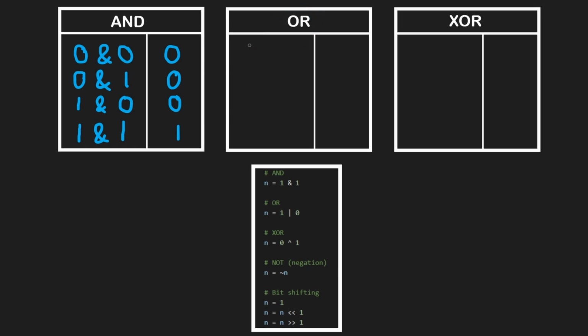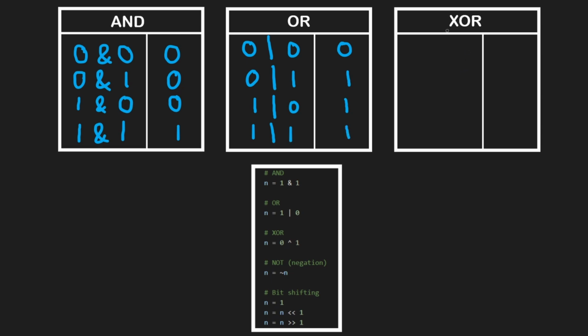OR is sort of the opposite. Only a single one has to be 1, and then the result will be 1. But if neither are 1, then the result will be 0. So this is the character for logic OR. And so continuing, 0 or 1 will be 1, because only one of these has to be 1. And then if the first one is 1 and the second one is 0, the result will again be 1, because only one needs to be 1. And if both of them are 1, the result will be 1.